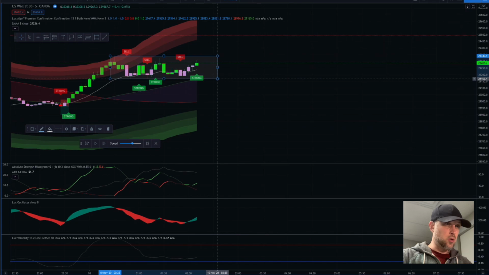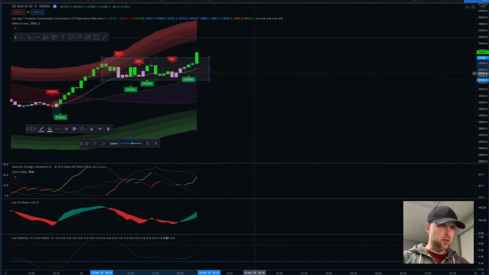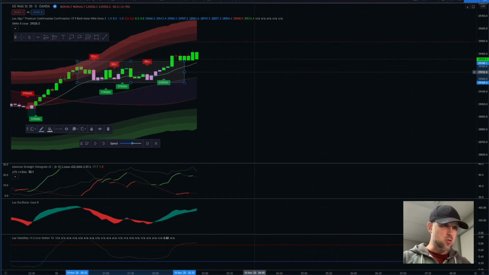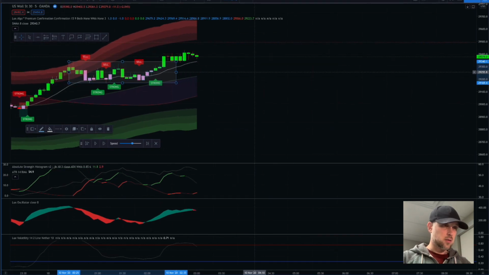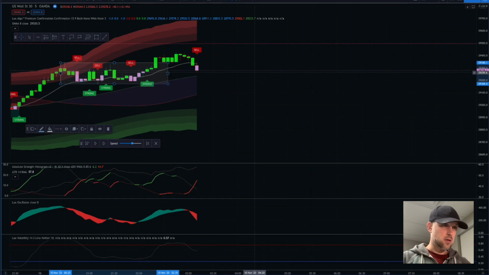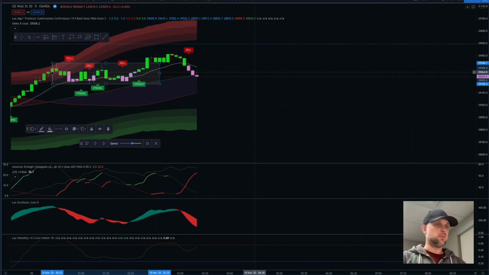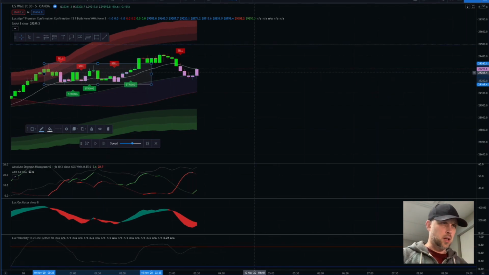So we have to close beyond that box before we look for another entry. There's the close. Coming back down. There it is. Now we've got a sell. That is not an entry. That is a potential entry. We've got strength in the bears, but we don't have the strong signal from Lux.